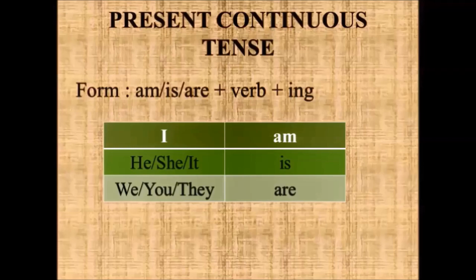Let us begin with the structure of present continuous tense now. The structure of present continuous tense is am or is or are plus verb plus ing. So based on your subject, the be form verb or the structure of the tense differs. For example, if your subject is going to be I, your structure will be am plus verb plus ing. If your subject is he or she or it, your structure will be is plus verb plus ing. If your subject is we or you or they, your structure will be are plus verb plus ing.